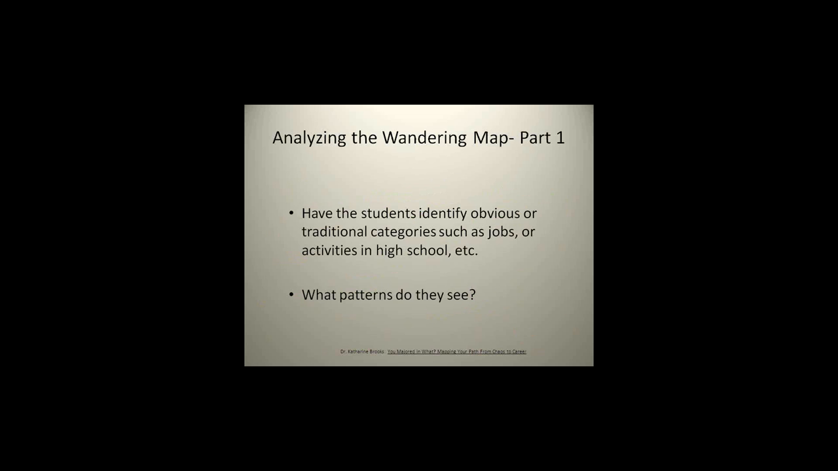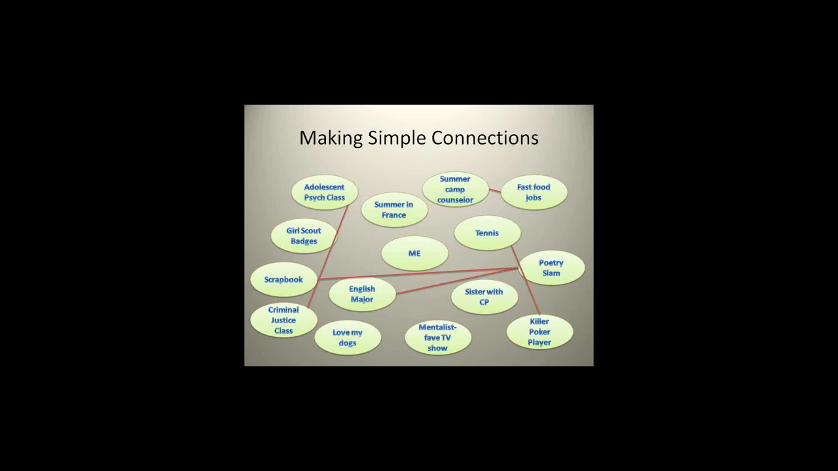The next step is you have them start to put together some obvious connections in their lives. So maybe it's jobs they've had, or maybe you'll see activities they've done in high school, things like that. So very simple connections. Adolescent psych class, criminal justice class. Those are two classes. Now, I did this on Word, and I just kind of used a straight line. Obviously, they would probably draw squiggly lines to get there, and you can draw all around it. You don't need to use these straight lines like I have.